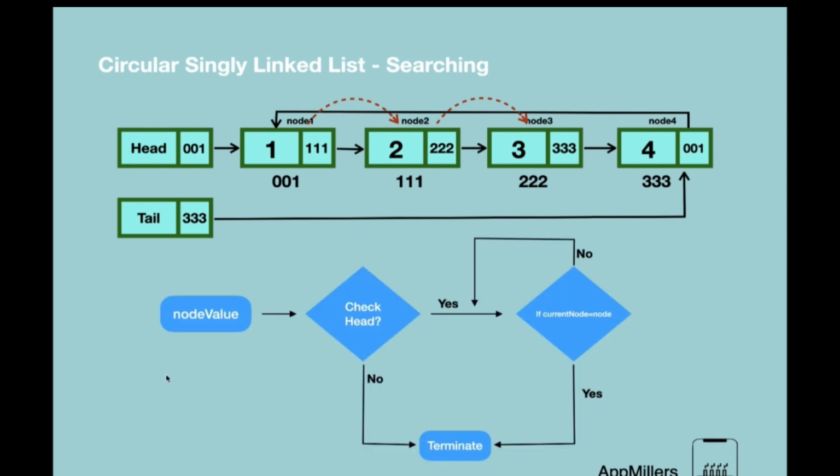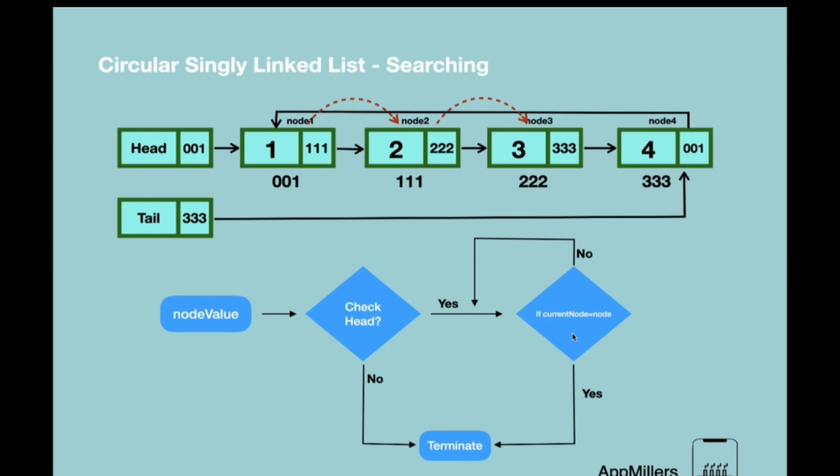So the algorithm looks like this. Here it takes a node value as a parameter. One more time, we are checking the head value. If head exists, we continue over here. If it does not exist, we terminate our algorithm over here. If it exists, we start a loop.